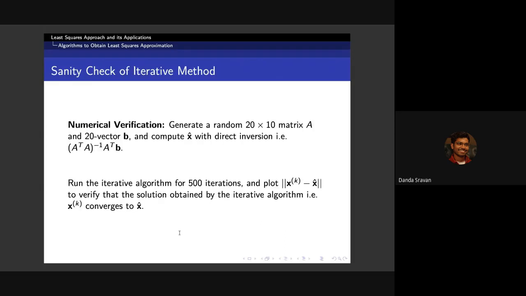Another sanity check that we can do with the iterative method is to check that it indeed converges. Try to generate a random matrix A and a random matrix B, then compute the solution with direct inversion, and then run this iterative algorithm for a few iterations, not necessarily 500; you can check until it converges. You can plot the solution obtained by your iterative algorithm and the direct inversion. Check this norm, and you see that it goes to 0 as the number of iterations increases.